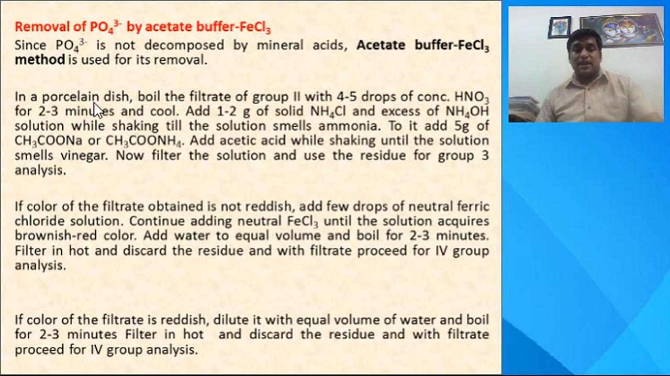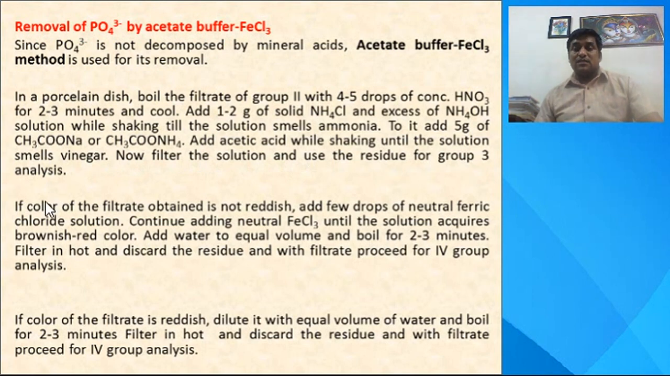The procedure is: take the filtrate left after group 2 analysis in a porcelain dish, add concentrated nitric acid, heat for 2-3 minutes and then cool. Add ammonium chloride and excess ammonium hydroxide while shaking till the solution smells of ammonia. Then add sodium acetate or ammonium acetate, then add acetic acid while shaking until the solution smells of vinegar. Now filter the solution and use the residue for group 3 analysis.